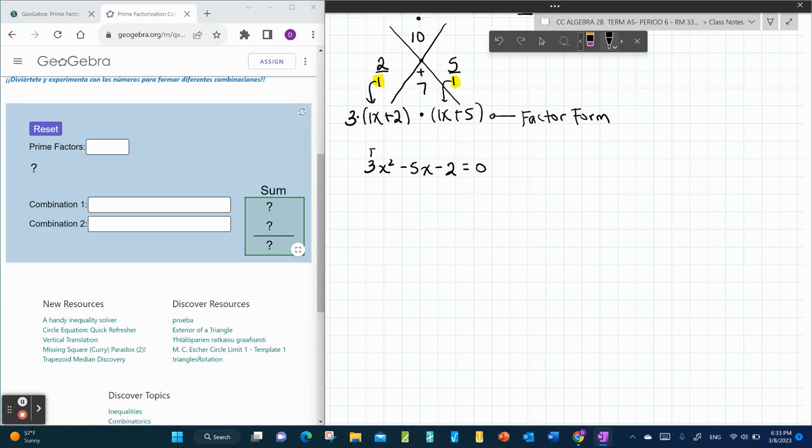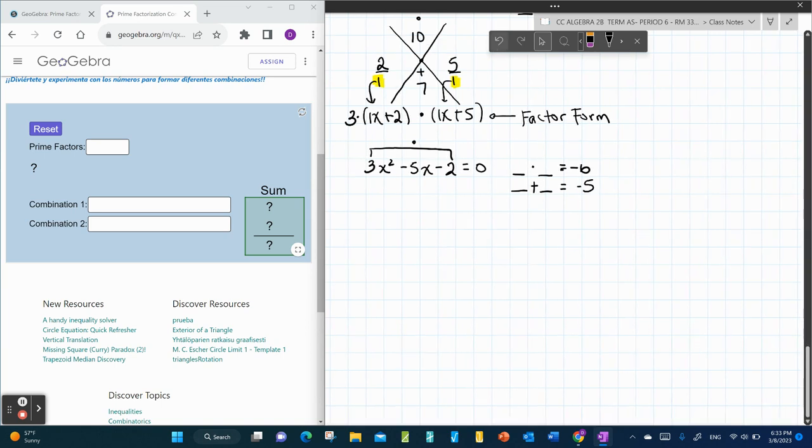So I'll start here and I'll multiply again, just like normal. But this is now suggesting that I want two numbers that multiply to make negative 6, mostly because 3 times 2 is 6 and 3 times negative 2 is negative 6. While at the same time, I want these two numbers to add up to negative 5.